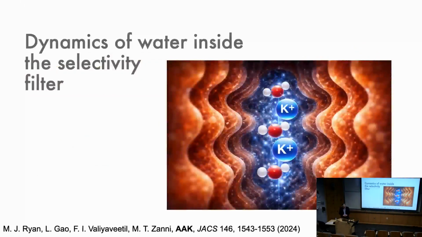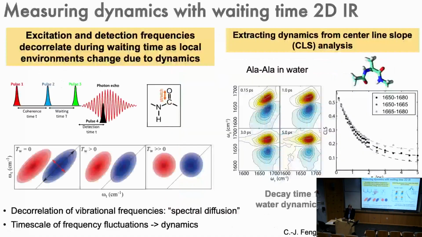All right, so the next project that was kind of a spin-off of this project is that we looked at the water inside of the selectivity filter. Now that we convinced ourselves that there is water, we asked the question, what is water doing inside the selectivity filter? Is it moving, not moving, hydrogen bonding, not hydrogen bonding? What is it doing?